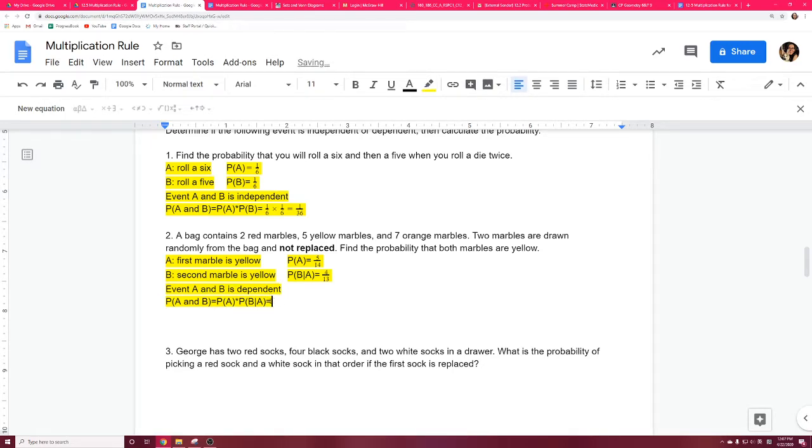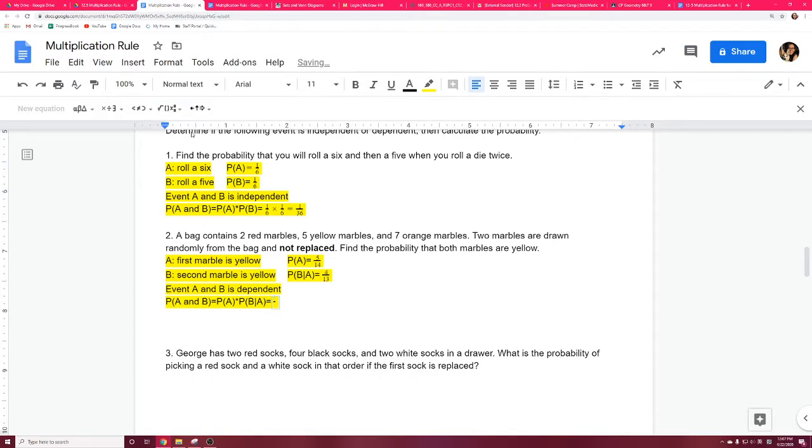So we plug both of them into the multiplication rule formula to find the probability of A and B. The probability of A is 5 out of 14, times the second part, 4 out of 13. On the top you have 5 times 4 is 20. On the bottom, 14 times 13. Let me use the help of the calculator. Probably 182.